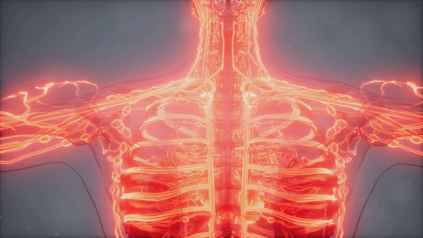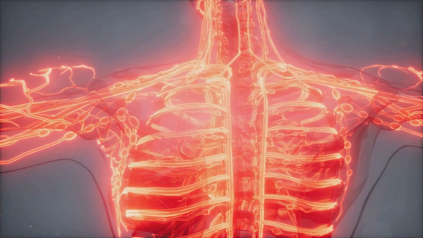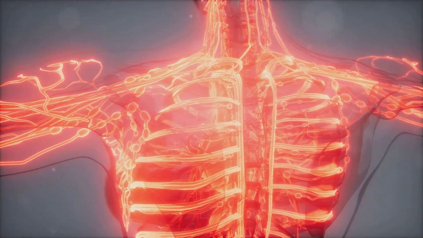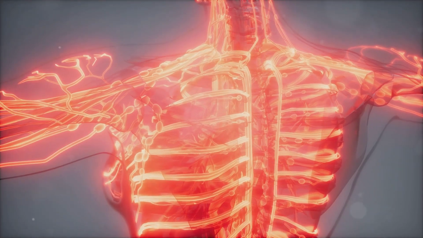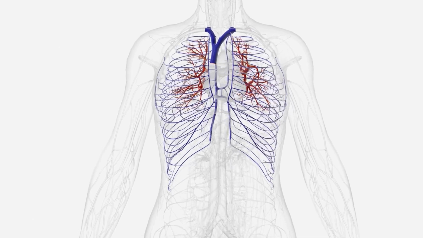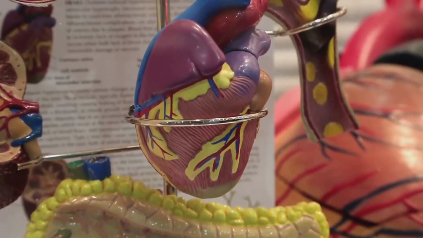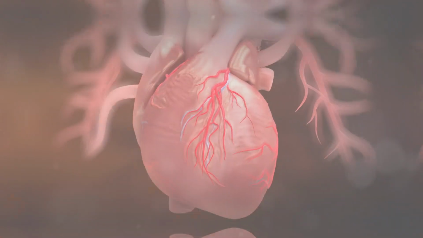The cardiovascular system, also known as the circulatory system, is essential for transporting blood, nutrients, oxygen, carbon dioxide, hormones, and other substances throughout the body. It consists of the heart, blood vessels, arteries, veins, and capillaries, and blood. Here's a detailed overview of the anatomy of the cardiovascular system.